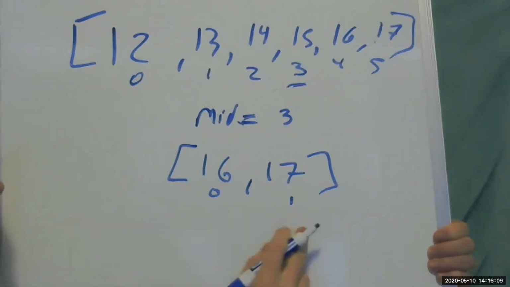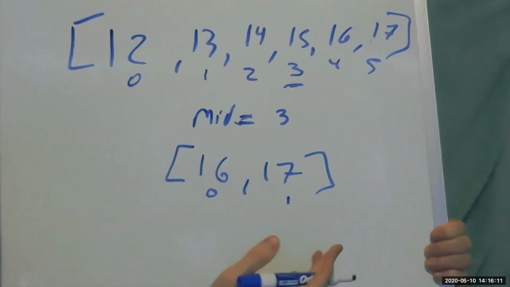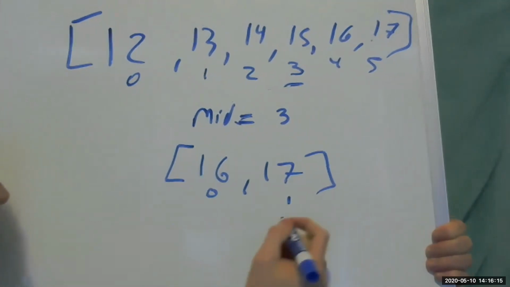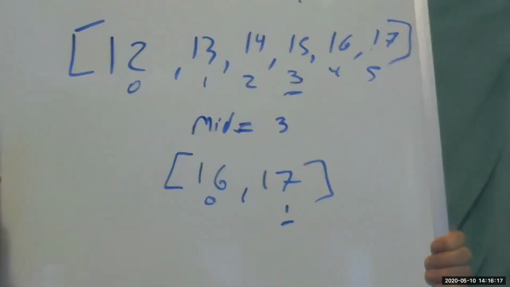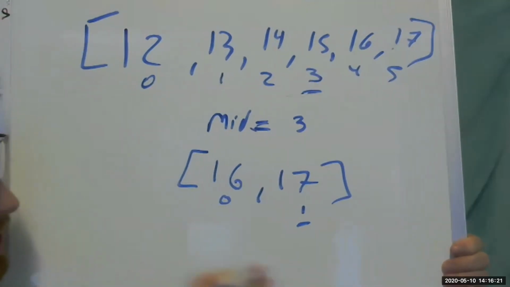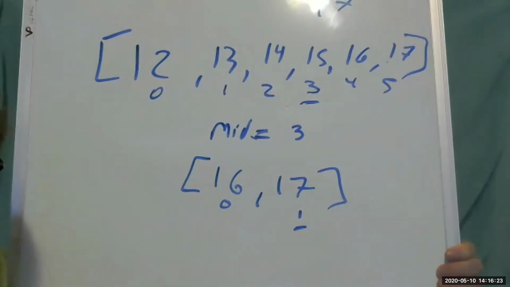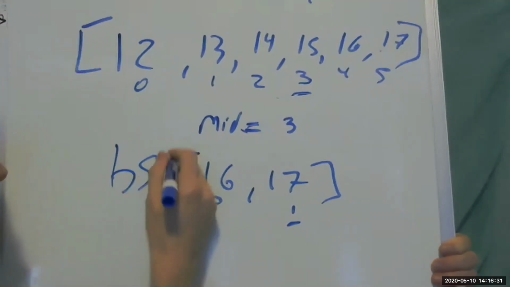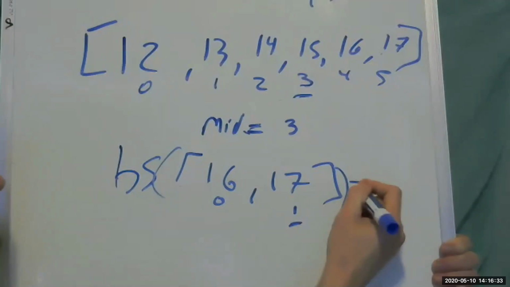Okay, so we have an array length of 2. 2 divided by 2 is 1. So we're looking at 17 in this case scenario. 17 is equal to 17. What does this return? Well, the index is 1. Right, so this returns 1. So B search on this array evaluates to the number 1, correct?